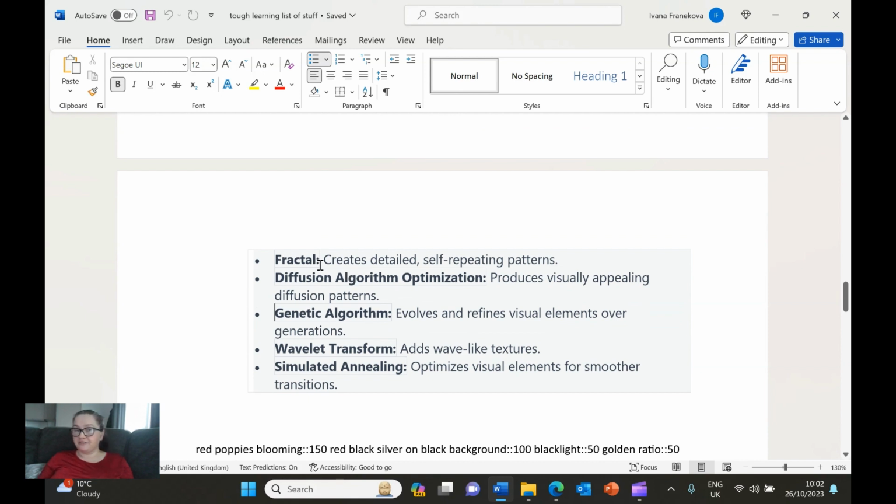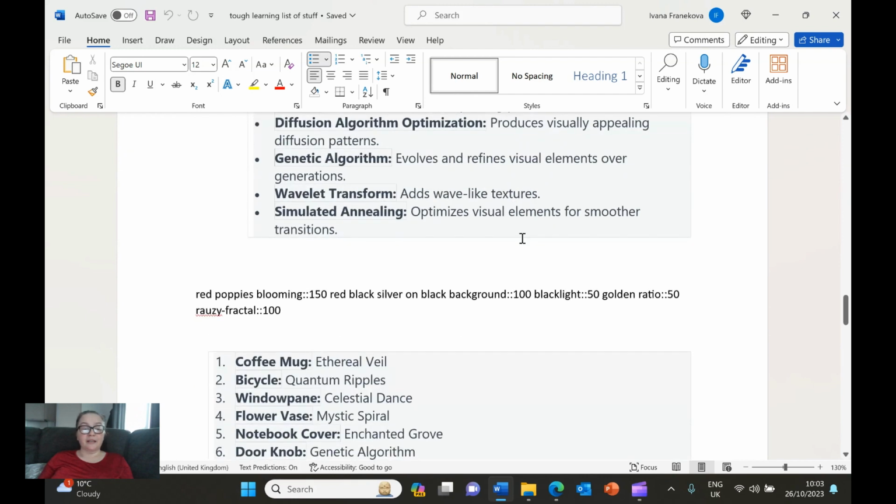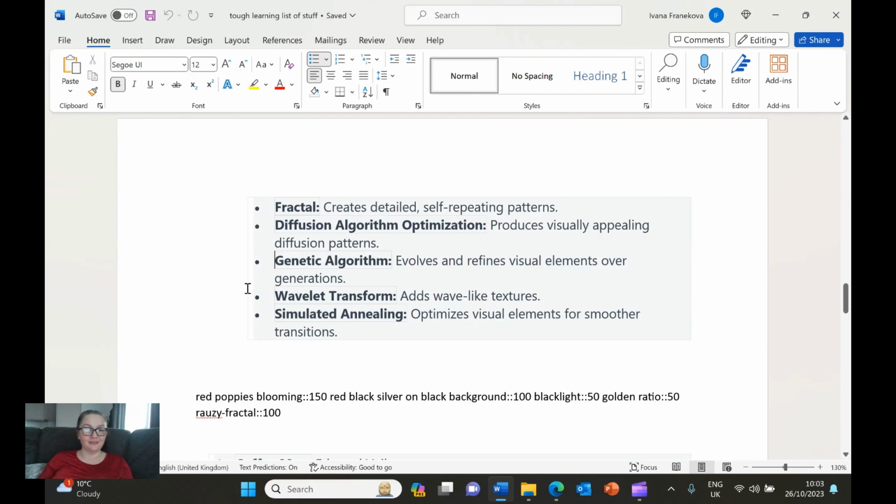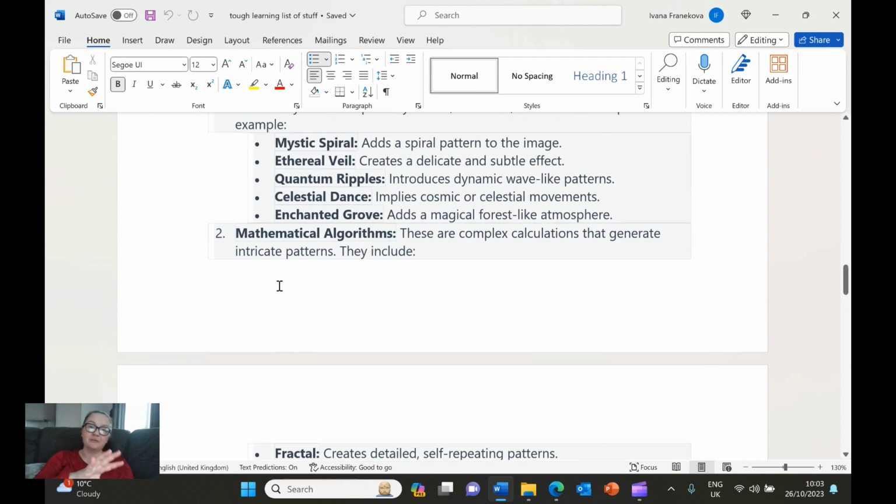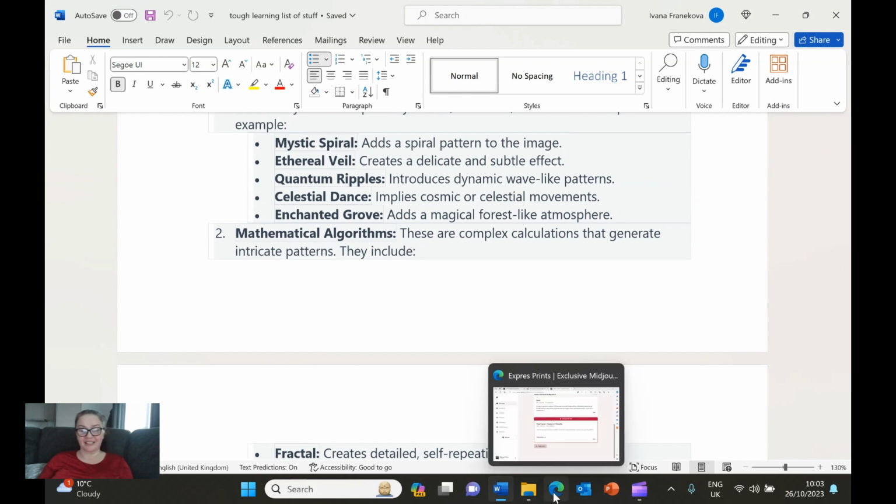Fractal is probably my favorite. Then we've got diffusion algorithm, then genetic, then wavelet, which we're going to be using today, and then simulated annealing. But guys, there are so many of them. Even the fractal category has so many different variations, so it's really worth exploring. In the future, we will look at how to blend those algorithms with weights, but today we're going to keep it very simple because it's an introduction.